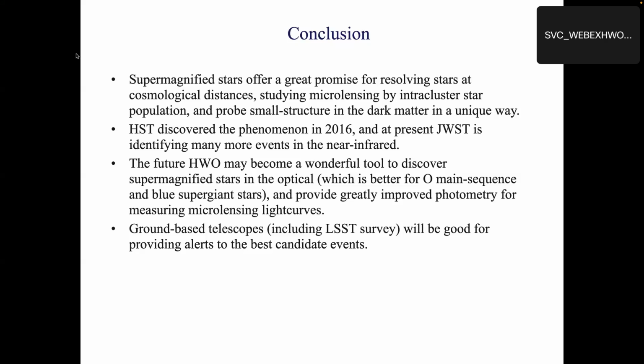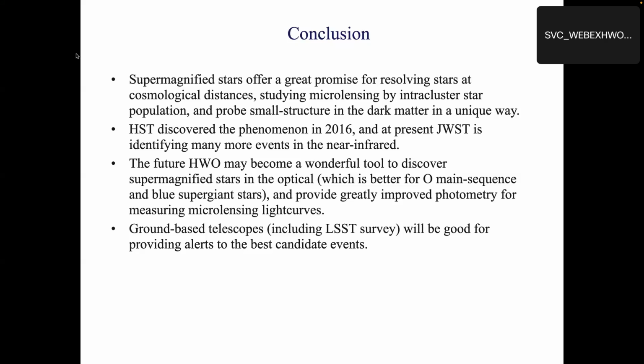For example, last year there was this paper, Fudamoro et al. In HWO25, they just have an image and there are, I think, 30 variable transients, most of which we think are these super magnified stars. So I think the discovery rate will be increasing. What happens, of course, is that a lot of them are very, very faint. This one, named Icarus, is I think the brightest one so far.